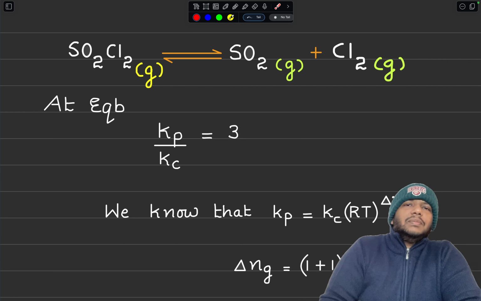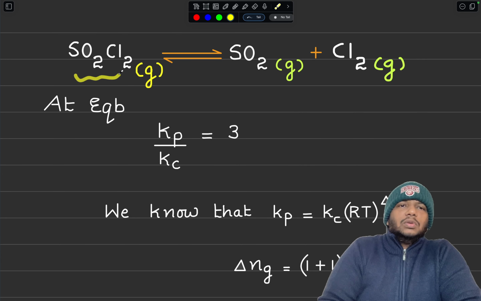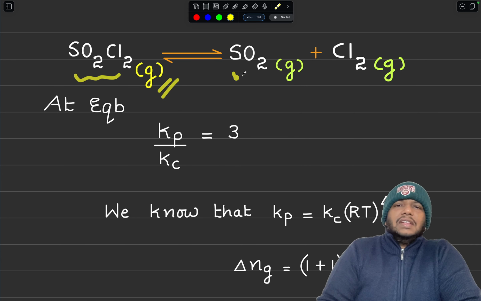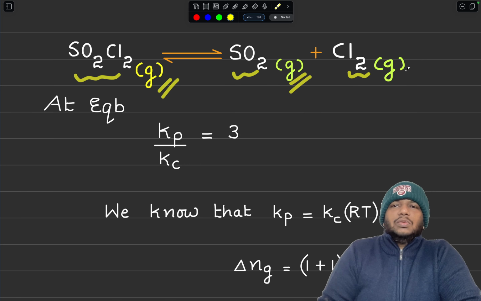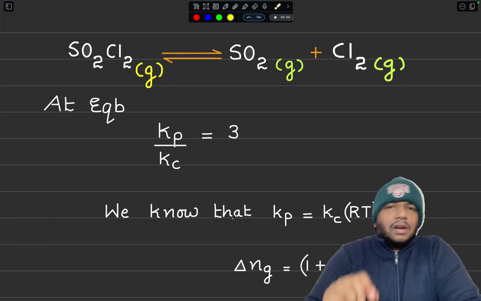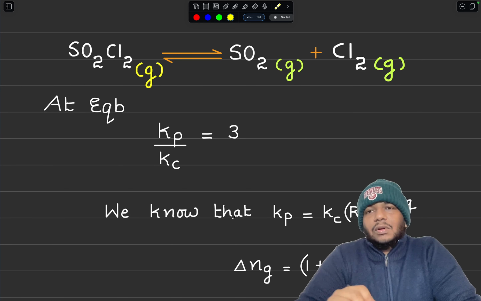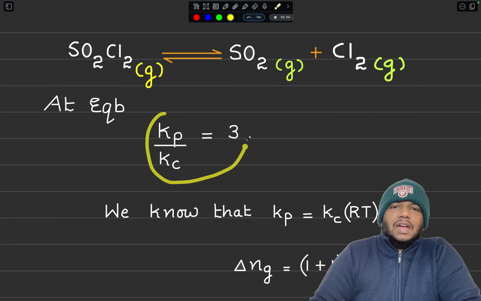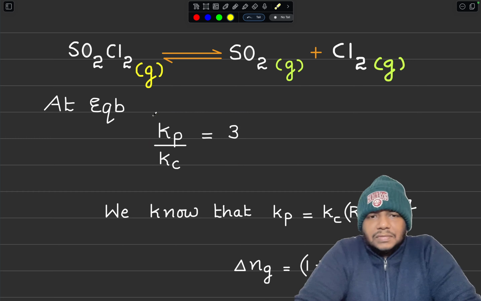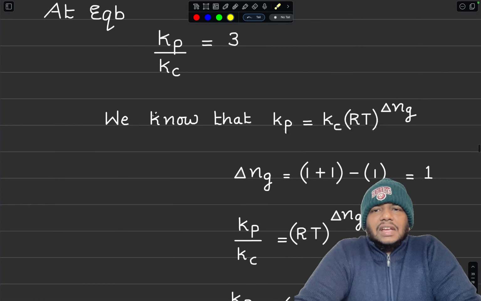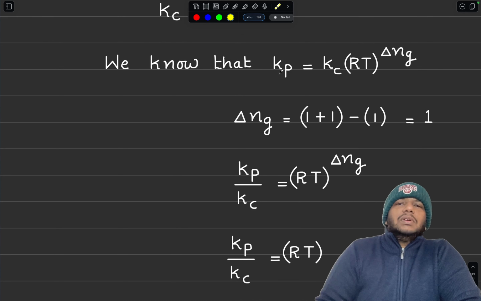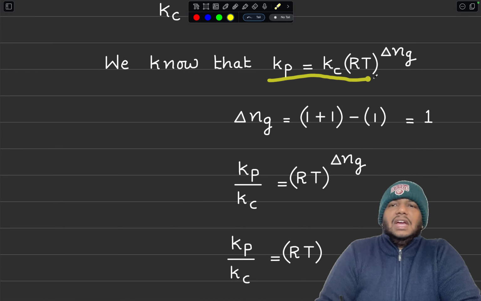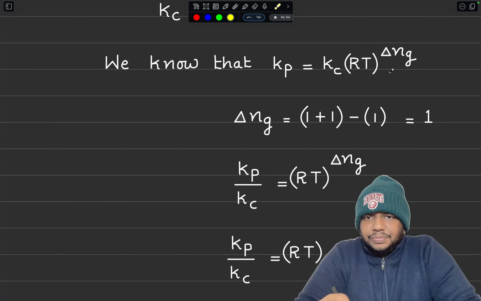All of you could see it. Correct? SO2Cl2 is in gaseous form, SO2 is a gas, and Cl2 is also a gas. So we need to consider all the reactants and all the products. At equilibrium, they are saying the Kp by Kc value is equal to 3. Correct? Now we know the relation between Kp and Kc: Kp is equal to Kc (RT) raised to delta Ng. Correct?